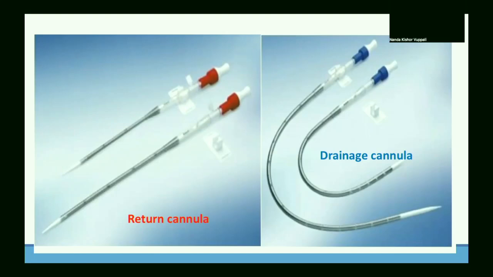Generally in a typical adult, say an example of a 70 kilo patient who is going on ECMO for ARDS, we typically go for a drainage cannula of 25 to 27 French, with the return being anywhere between 21 to 22 French. So usually return cannulas are slightly smaller than the drainage cannula in terms of length and in terms of diameter.